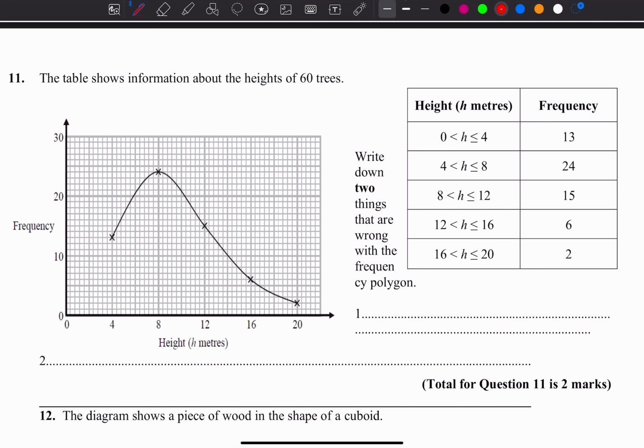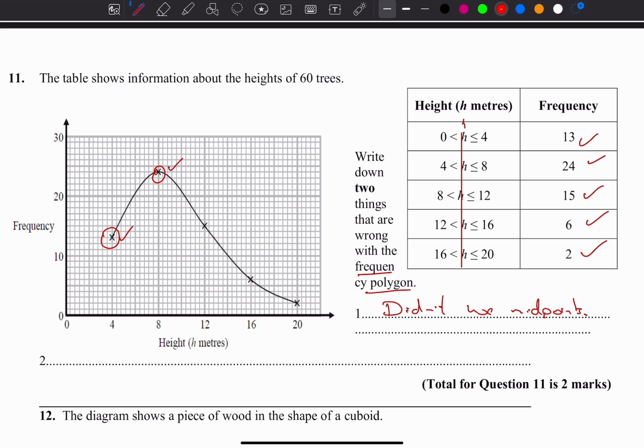Okay. What are the two mistakes on this frequency polygon? You should know how to do a frequency polygon. It's always a what point? Midpoint. Did they use a midpoint? No, they didn't. So they didn't use midpoints. What else? Did you do 13? That's right. 24. That's right. But remember, it's still not a midpoint. That's a 15. That was right. The other one was 6. That was okay. The other one is a 2. So all those numbers are good.